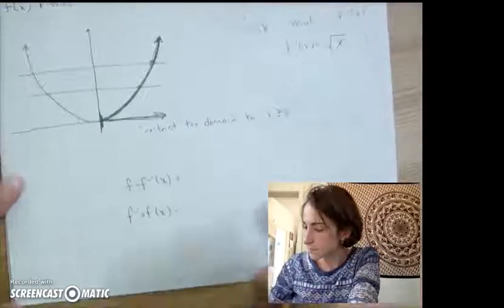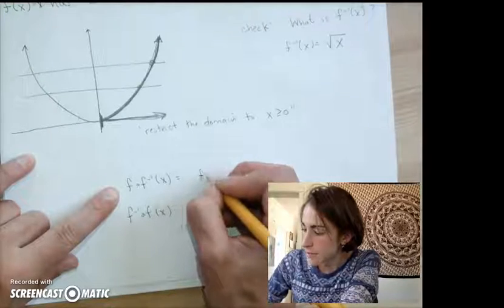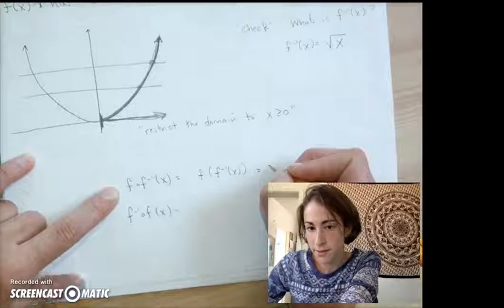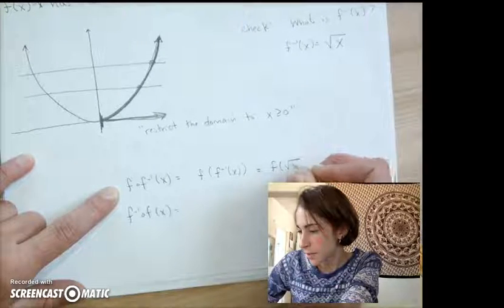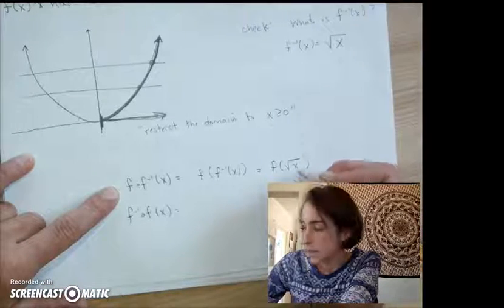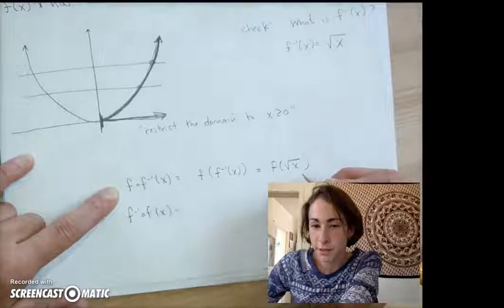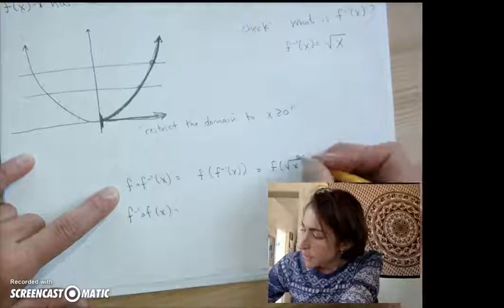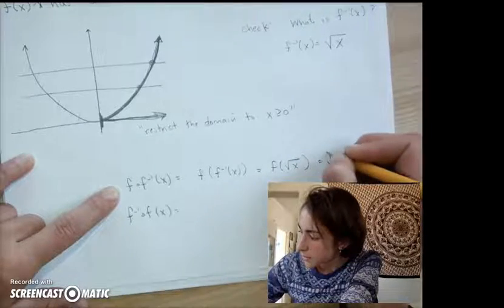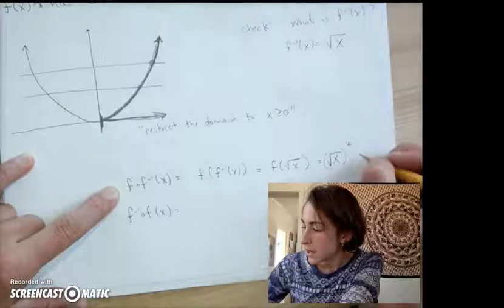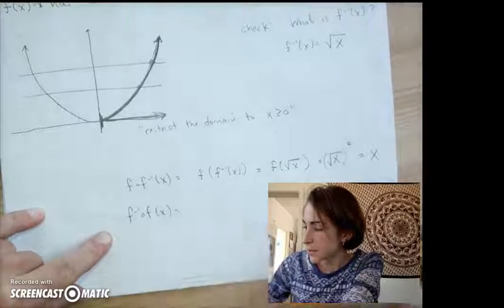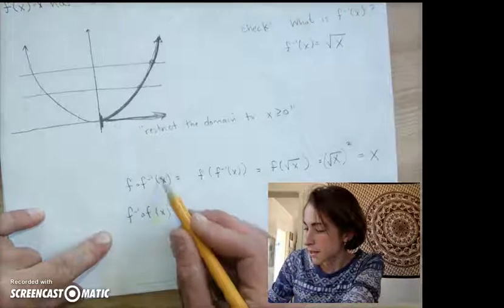So let's check this. If I do f of f inverse of x, then I'm doing f of the square root of x. When we take the square root, remember it's the principal square root, meaning it's just the positive. So when I plug a positive number into x, so I'm going to plug square root of x into the x squared function, I'm going to get x back. And because our domain was restricted, this x is positive, this x is positive.